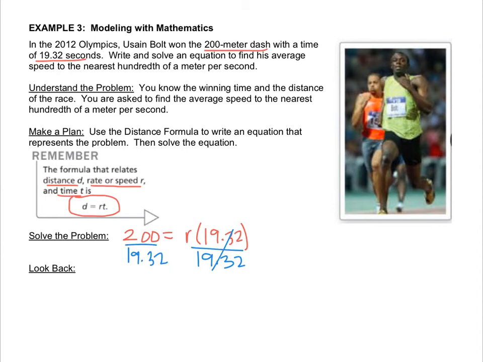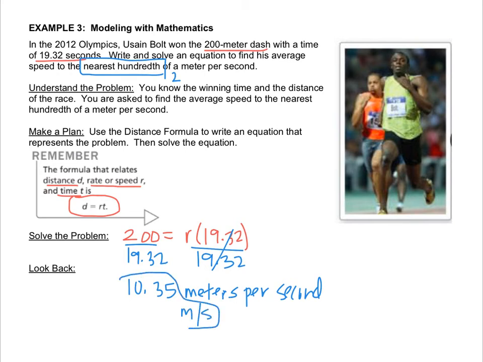200 divided by 19.32 is, I don't know, it says to estimate, it says round to the nearest hundredth. So that's 2 decimal places. So that would be 10.35, and his speed would be in meters per second. Or if you wanted to abbreviate, it would be m/s. That is the label for meters per second.